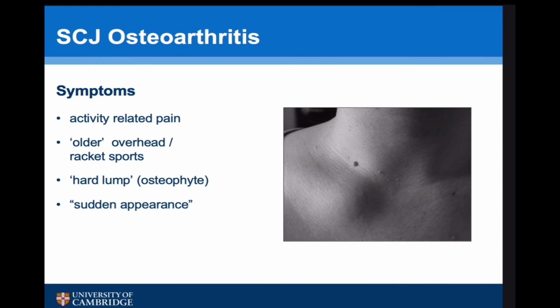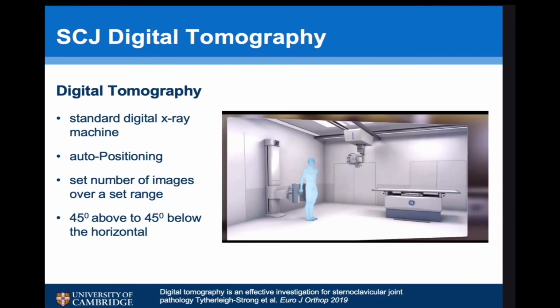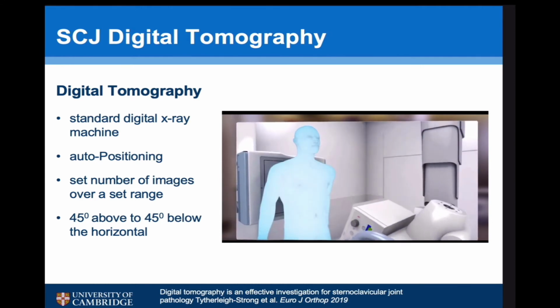On examination, there's pain on direct palpation. There may or may not be an effusion. They tend to get pain on protraction and retraction of the scapula, and also on internal and external rotation, and often there's an element of crepitus. The most commonly used imaging for an SCJ pathology is a CT scan.